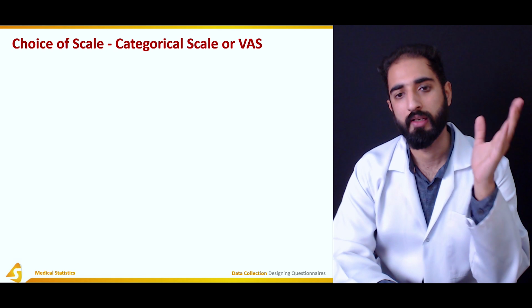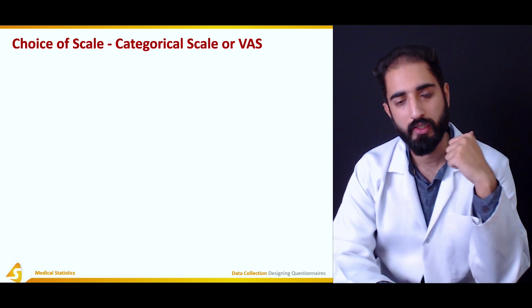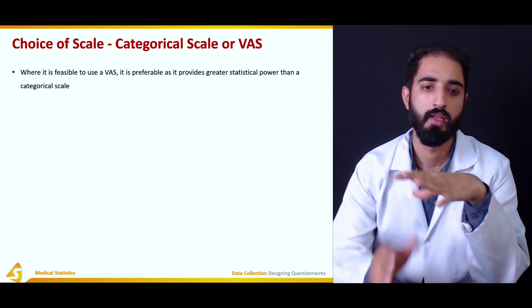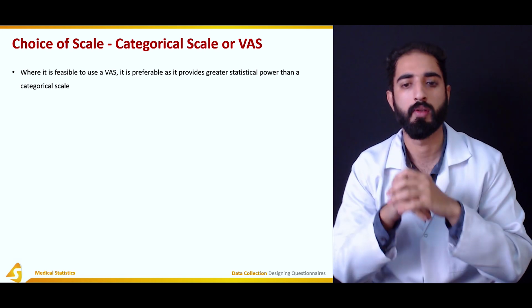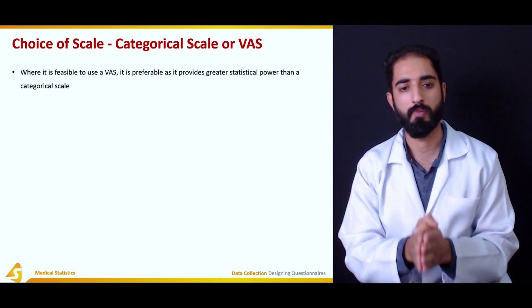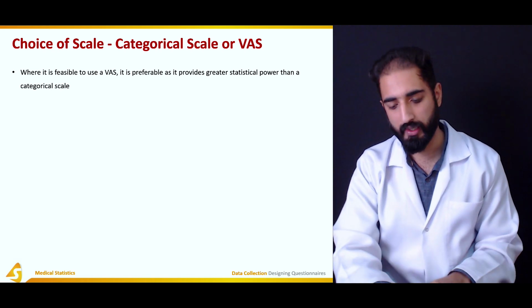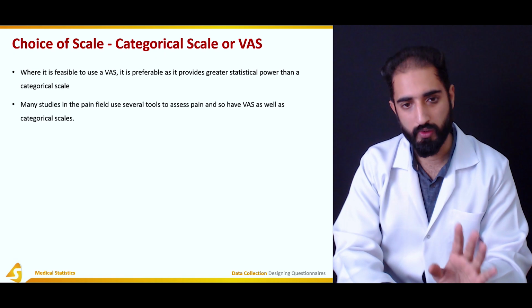Now, choice of scale. What should we use? Categorical scale or visual analog scale? Where it is feasible to use a visual analog scale, it is preferable as it provides greater statistical power than a categorical scale. So whenever feasible, use the VAS.